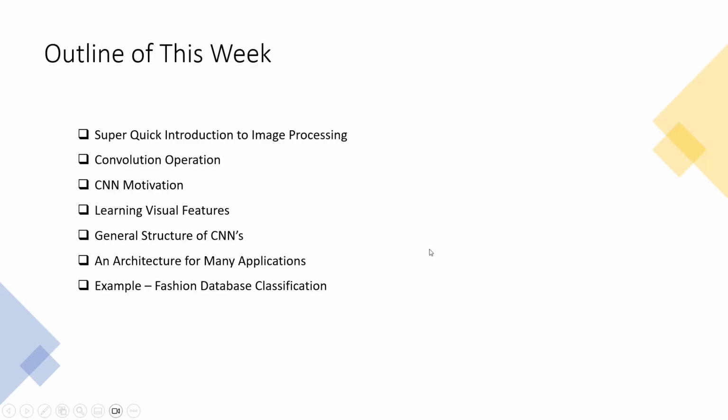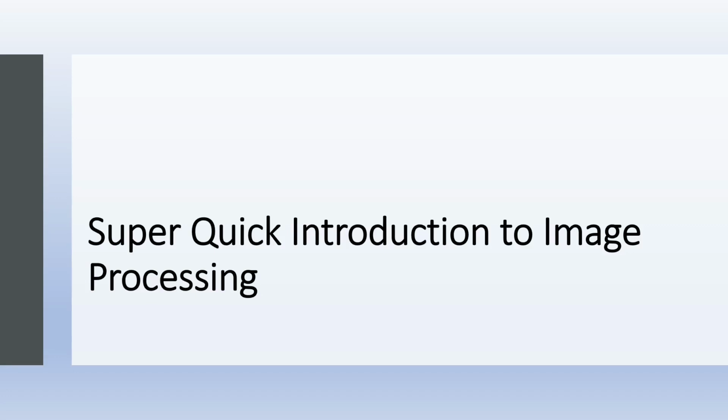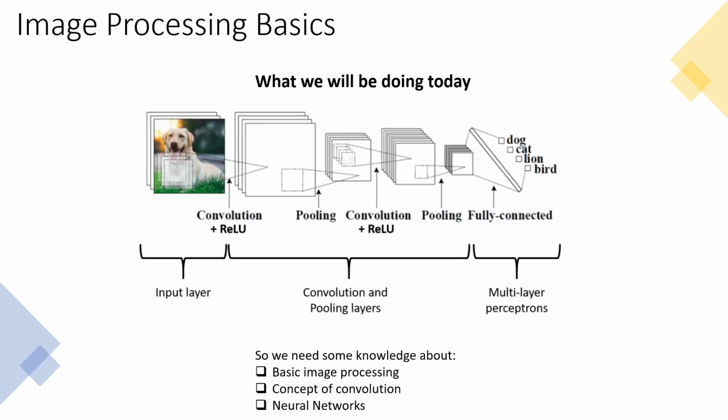Okay, now we are done with the previous lecture. We will be starting with a super quick introduction to image processing. As I said, we will be using convolutional neural networks for image processing tasks such as object recognition or object classification. So you need to know a little bit about image processing in order to understand this problem.